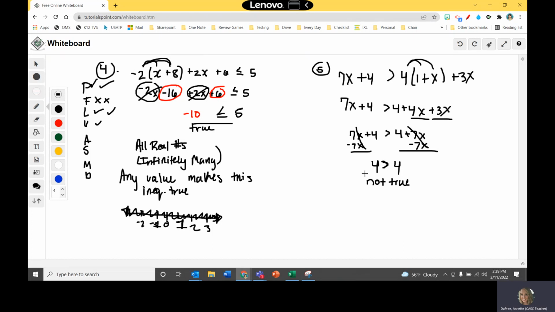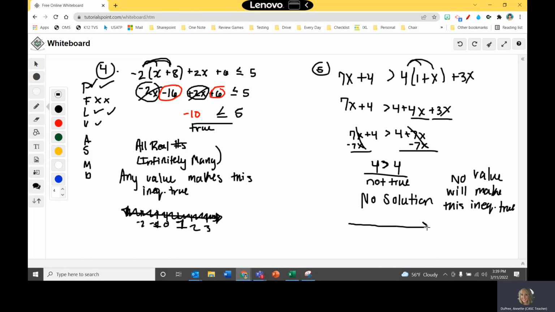So this is not a true statement. So we say this is no solution. So what this means is that no value will make this inequality true. So if we were talking about the number line here, if no value will make this true, our number line is literally a blank number line. We just leave it blank. There's nothing to it. We just leave it like that.